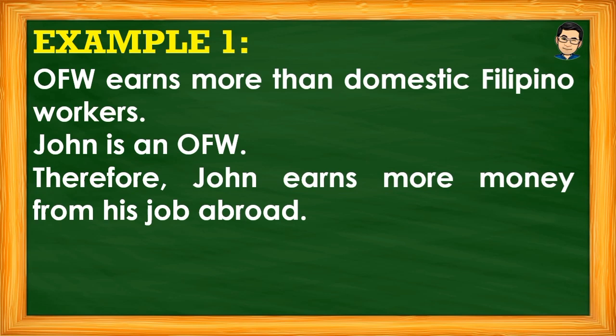And then, sa second statement natin, nagkaroon ng specific example dito. Tinukoy niya si John na isang OFW. So, ibig sabihin, si John, kumikita siya ng malaki sa kanyang trabaho abroad. Of course, it's because nakuha kasi natin yung conclusion na yon dun sa unang statement na yung mga OFW earns more than the domestic Filipino workers. So, hindi kasi natin makokonclude na si John malaki yung kita niya unless wala tayong patunay.